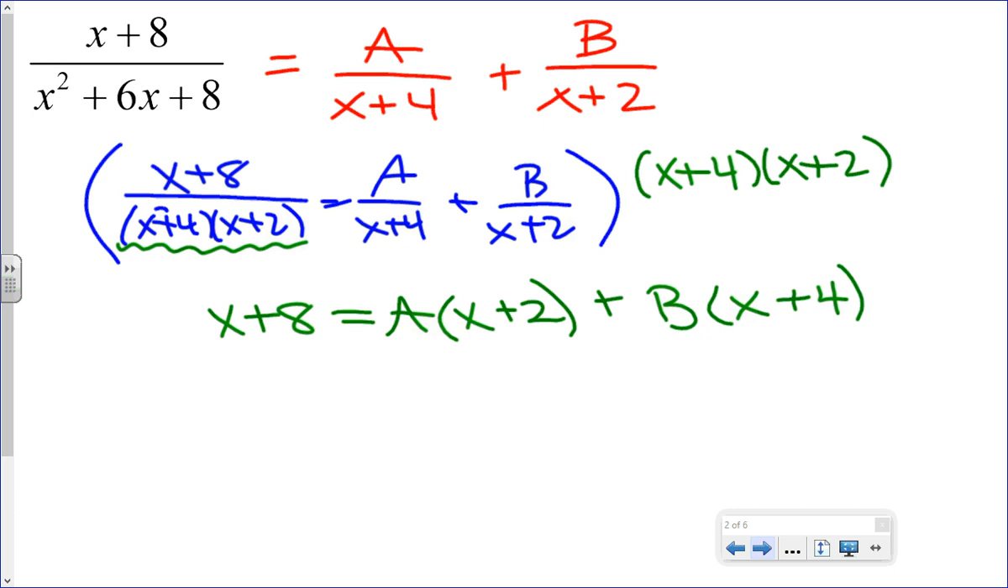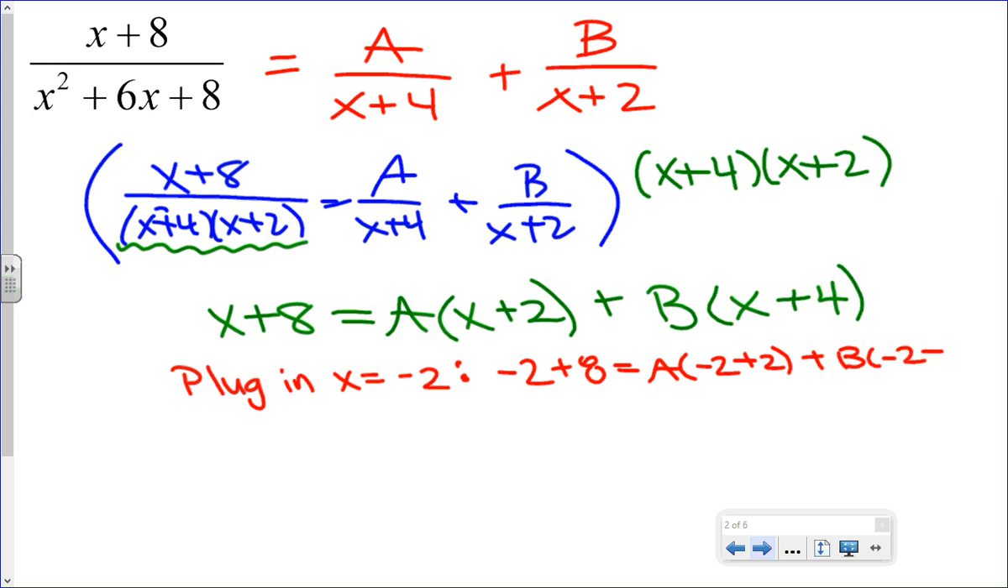So my method of substituting zeros is this. Look right here. What would make this factor 0? Negative 2. So let's plug in x equals -2. If we do that, we have -2 plus 8 equals A times -2 plus 2 plus B times -2 plus 4. All we did is plug a number in for x. We can do that.